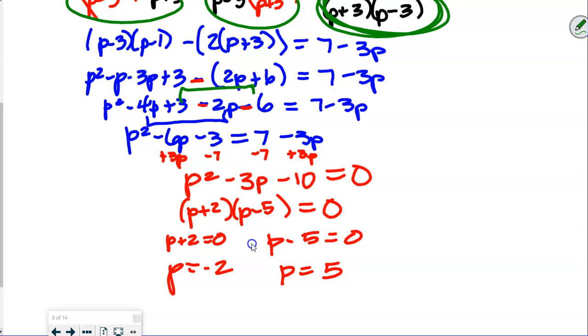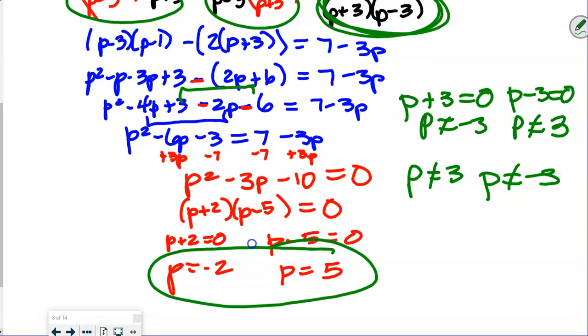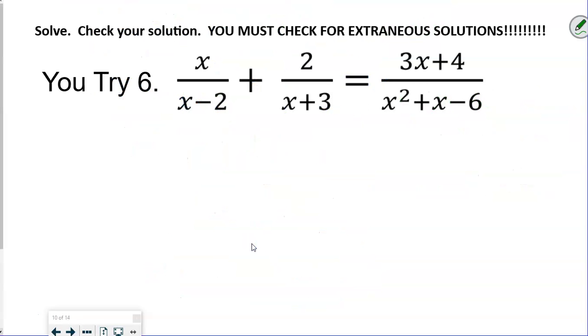So we're going to do p is equal to 3. Can't equal 3? No, p cannot equal negative 3. Why? How did we do that? Because p plus 3 equals 0, so p cannot equal negative 3. And then p minus 3 equals 0, so p cannot equal 3. Okay? Well, neither the negative 2 nor the 5 are those, so that's our answer right there. Okay? So as we start working through this problem, I'm going to work through it like I did the other one.